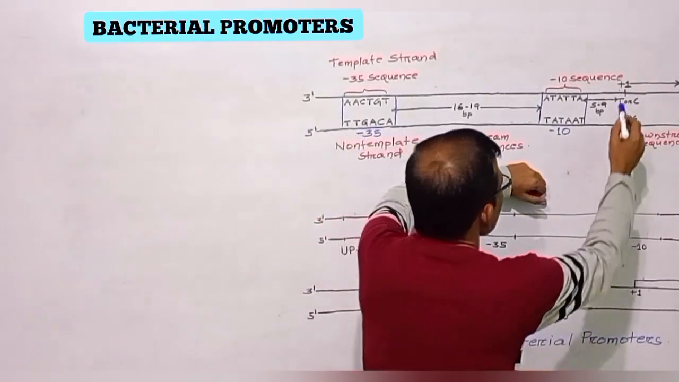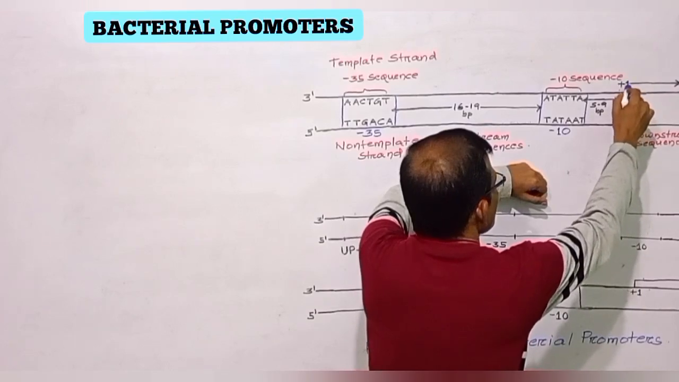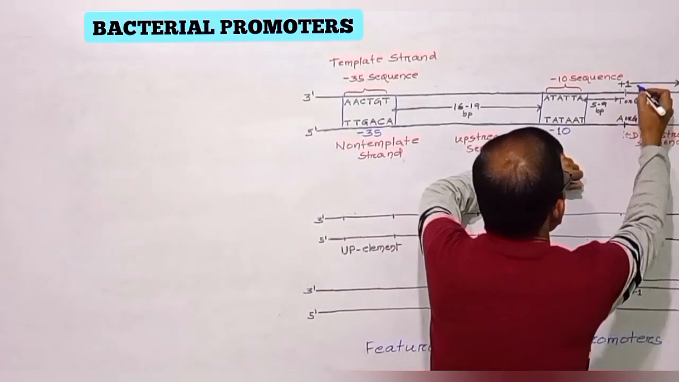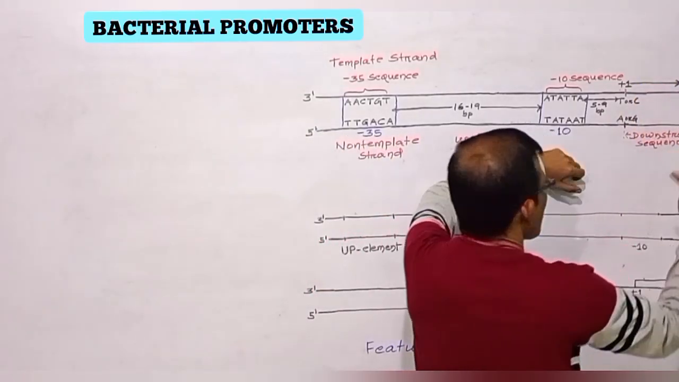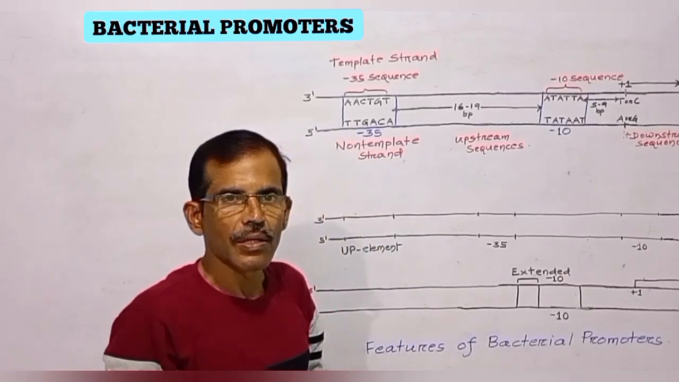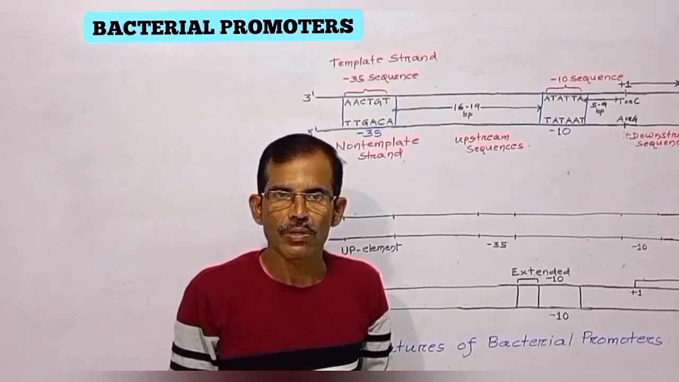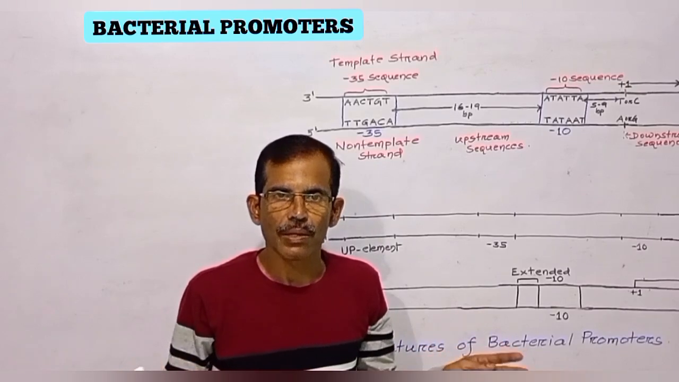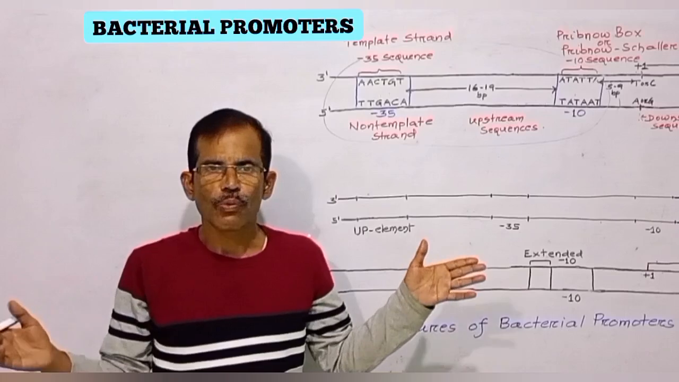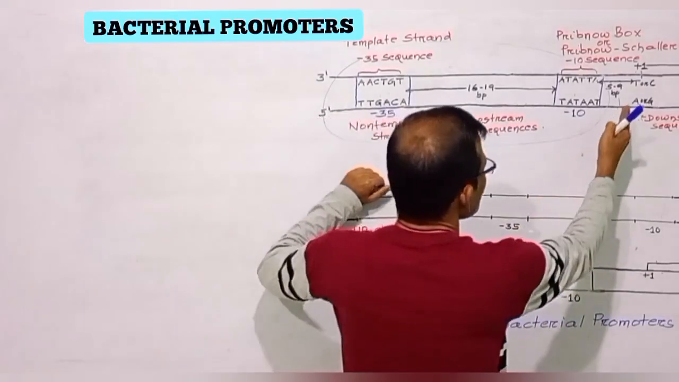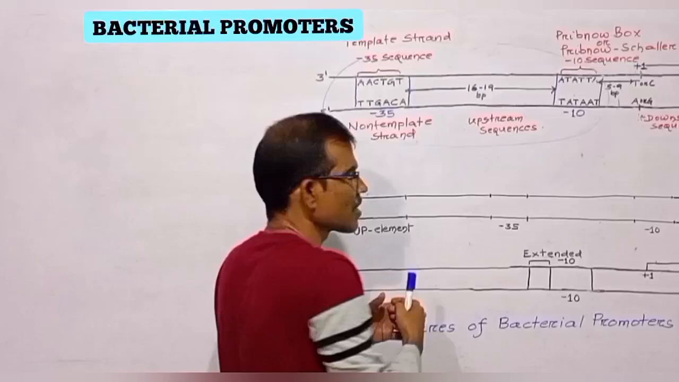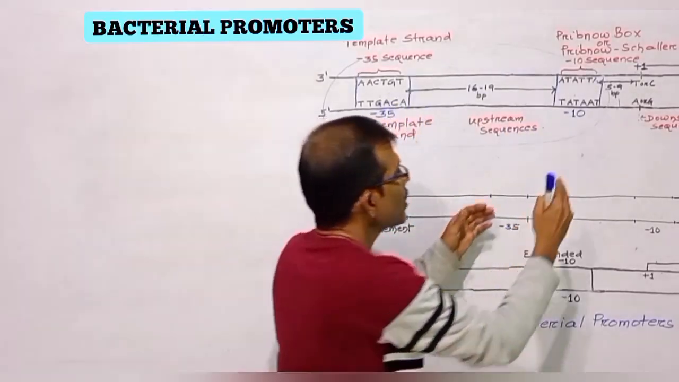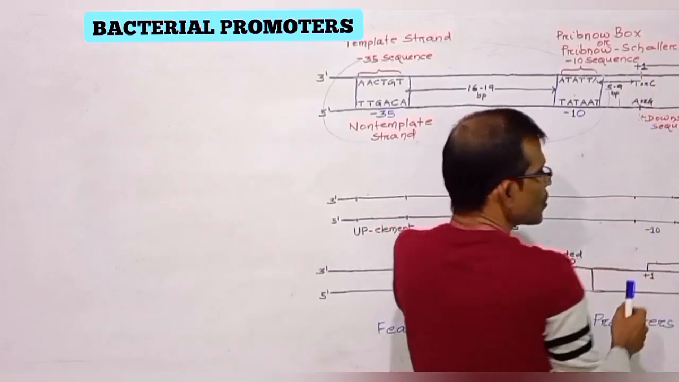In this figure, +1 is the transcription start site from which transcription starts and proceeds in 5' to 3' direction. It is the nucleotide pair that corresponds to the first or 5' nucleotide of the RNA transcript. The nucleotide sequences located to the left of the transcription start site are called upstream sequences, and those located to the right are downstream sequences.